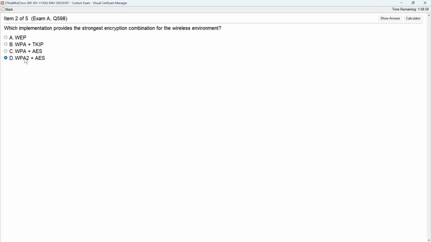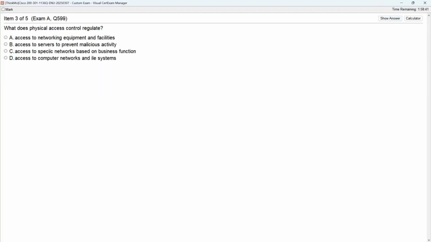Additionally, there's another reason. When the password is longer, it's harder to be cracked by brute force or dictionary attacks. It's not easy to be brute forced, right? The longer it is, the more secure it becomes. So the correct answer is D. All right, let's look at the third question.